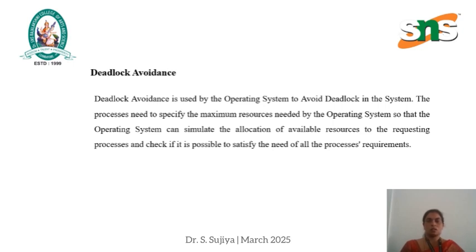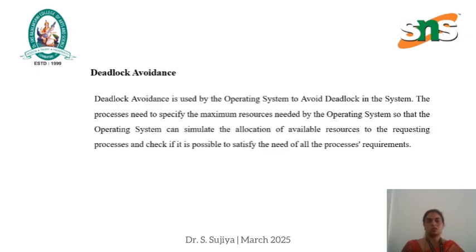Deadlock avoidance is used by the operating system to avoid deadlock in the system, and this process needs to specify the maximum resources needed, so that the operating system can simulate the allocation of available resources to the requesting process and check if it is possible to satisfy the needs of all process requirements.